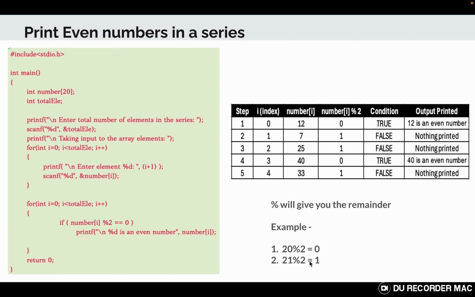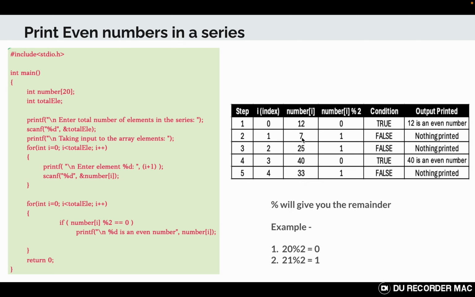So this is the overall logic. Now the user has entered these numbers. 12 percentage 2. Is 12 divisible by 2? Yes. The remainder will be 0 and then the condition will become true. In this case, 12 is an even number and it would be printed, because this condition becomes true. Here the condition is whenever the remainder is 0, then we print that number. So if this condition is true, then we print that number in the output.